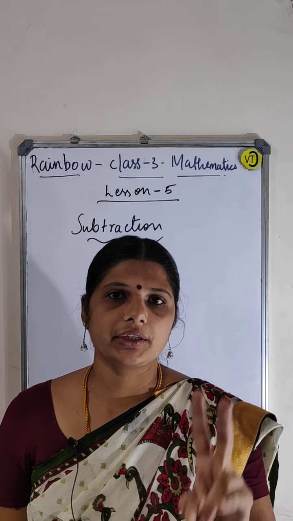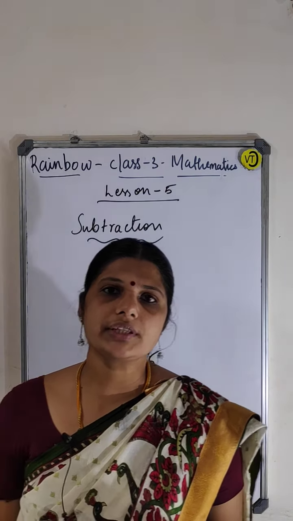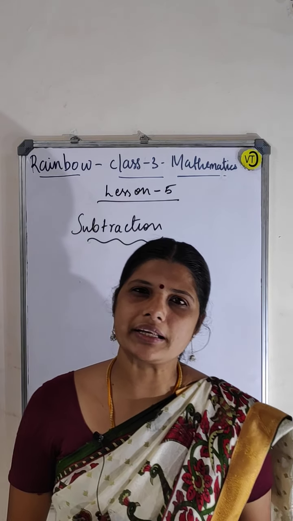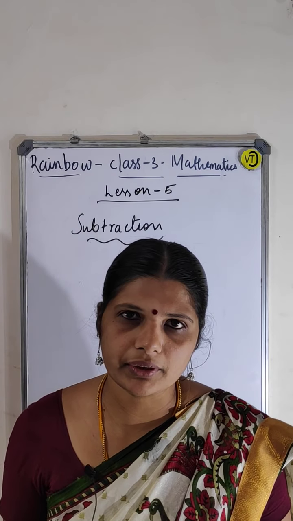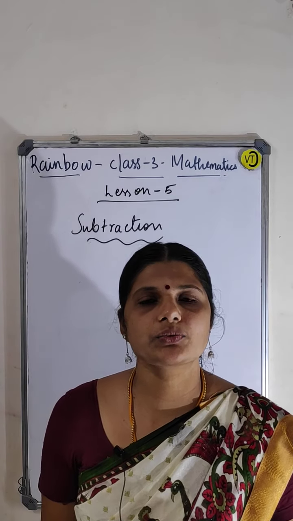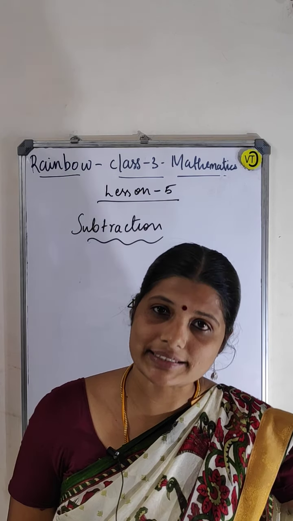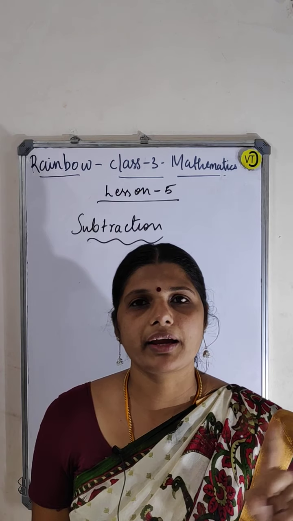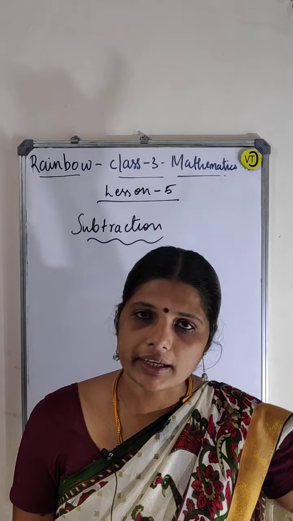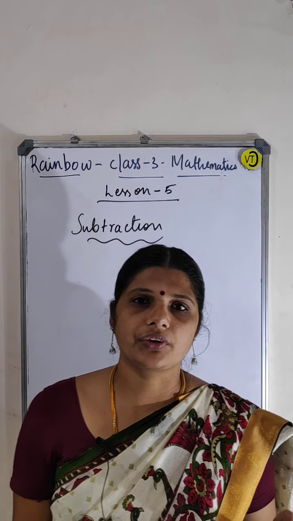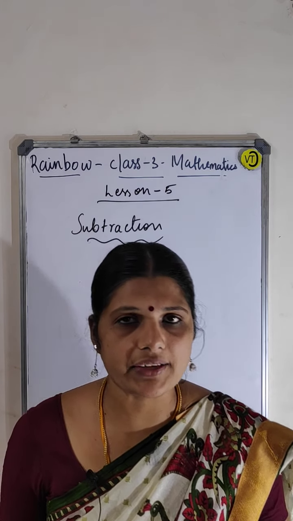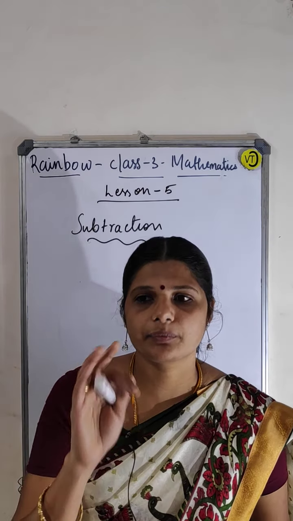Now I am telling property 3. Property 3 is when we subtract 1 from a number, we get its predecessor. What is a predecessor? It is the number which comes before. Am I right? So 7 minus 1, the predecessor of 7 is what? 6. 93 minus 1, the predecessor of 93 is 92. 158 minus 1 means what? 157. Okay, that is the third property.